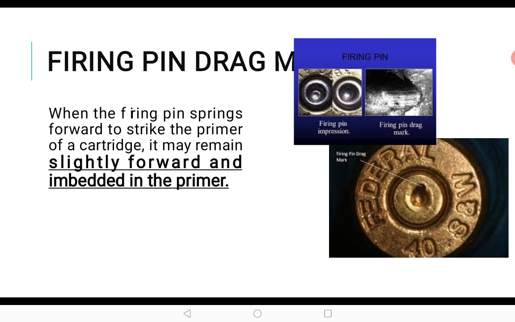Okay, so when the firing pin springs forward to strike the primer of a cartridge, it may remain slightly forward and embedded in the primer. Okay, now certain barrels drop down slightly as recoil is forcing the action open. Okay, so the cartridge case drops with the barrel, causing the nose of the protruding firing pin to drag across the primer as it leaves the firing pin impression. Okay, and that is yung na-drag niya across the primer as it leaves the firing pin impression. That is now the firing pin drag marks.